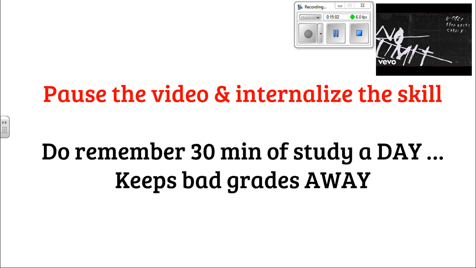30 minutes of study a day. Not in the bedroom, not in front of the TV. Put the cell phone away. 30 minutes of study a day keeps bad grades away.